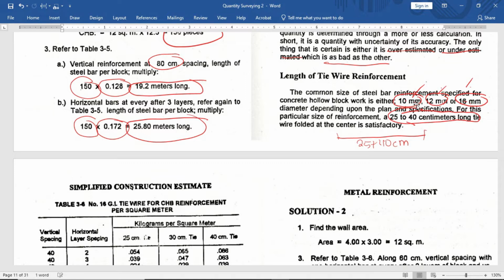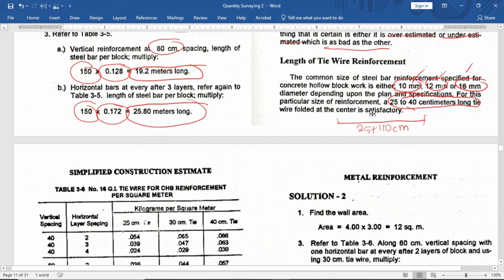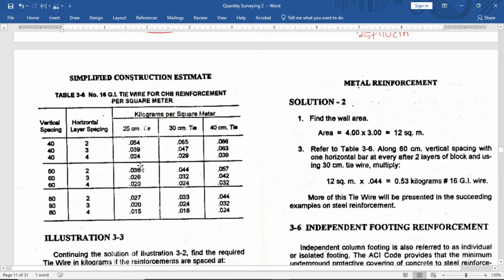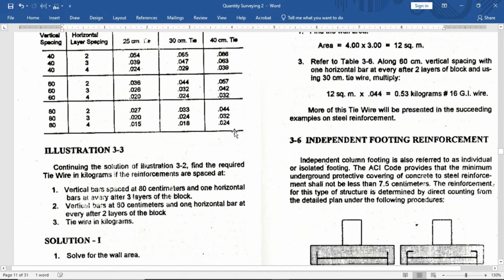So, 25 to 40 centimeters. Table 3-6: the number 16 GI wire for CHB reinforcement per square meter. For vertical spacing, ito yon, centimeters yan. Horizontal spacing, so, kilogram per square meter. So, 40 at 25 centimeter tie, 30 centimeter tie, 40 centimeter tie.